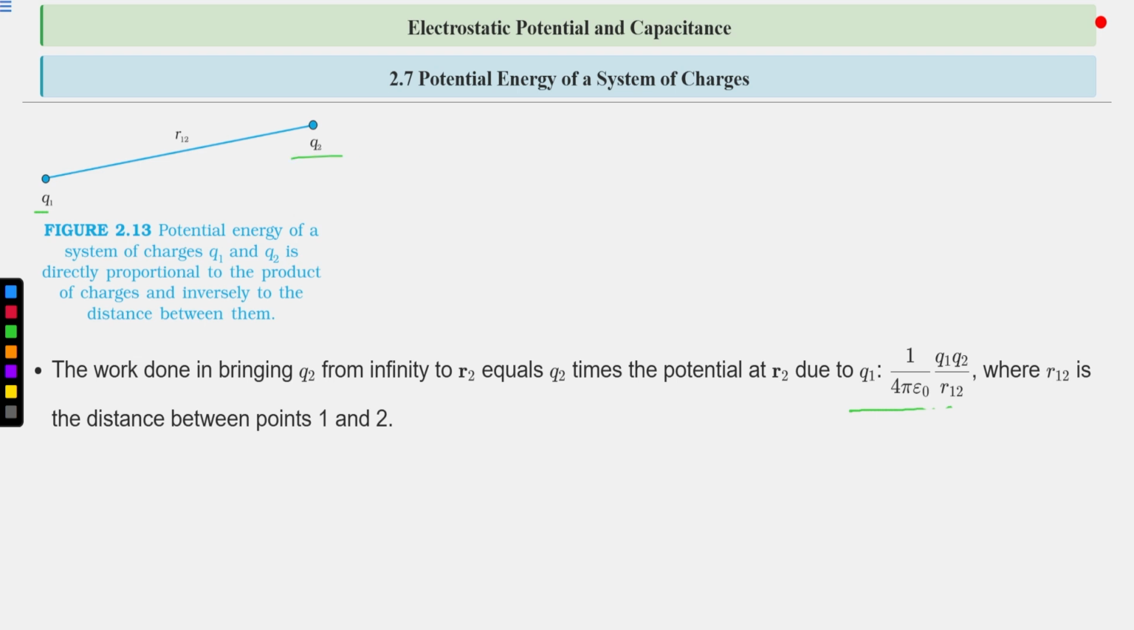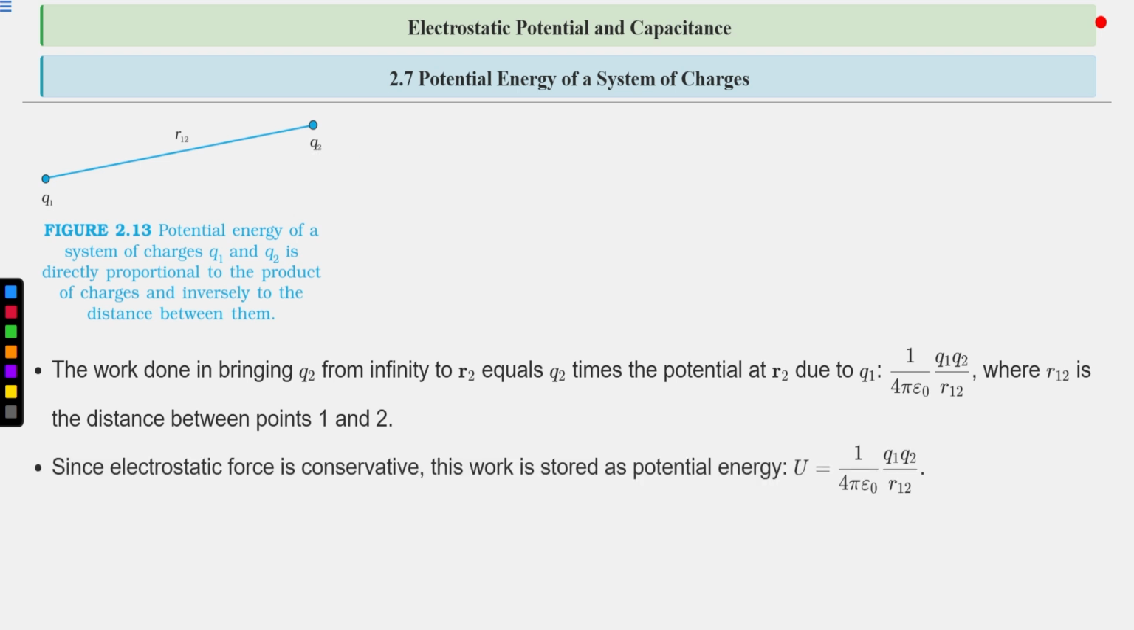Okay, so this is the total work done. Since electrostatic force is conservative, the work is stored as the potential energy. So that work we have done to build this configuration is stored in the form of potential energy, which is equal to U equal to 1 by 4 pi epsilon naught Q1 Q2 upon R12. So this is the potential energy of the two charge system.